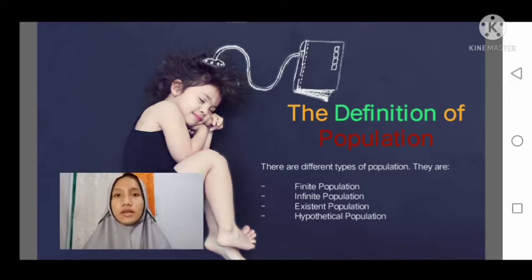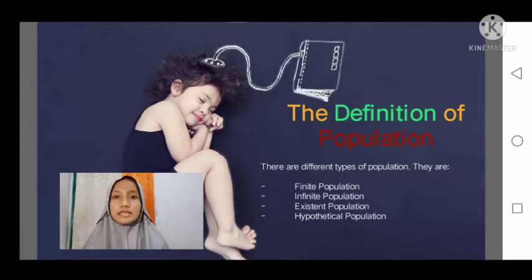Now, the third types is existent population. The existent population is defined as the population of concrete individuals. In other words, the populations whose unit is available in solid forms is known as existent population. Examples are books, students, and etc.